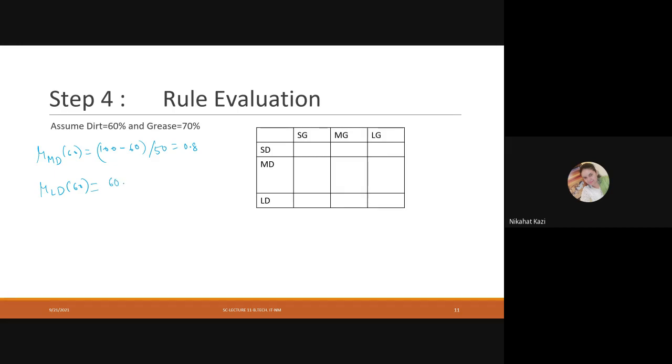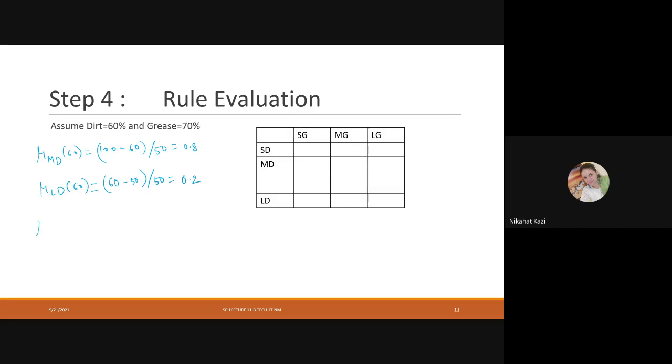x minus 50, it's an increasing slope, the last line, divided by 50. That is the same equation I have just written here. And what is the answer for this? Right, 0.2. Similarly, grease is given to be 70%. So where does it lie? Again, it lies in that 50 to 100 range. The same equations that we have for dirt are there for grease.